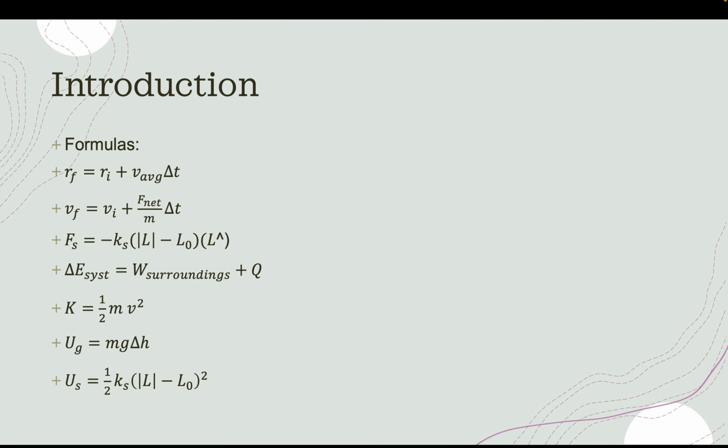Alright, so here are the formulas that we are going to use throughout the lab. First is the position update formula, then the velocity update formula, and then the spring force and the change in energy in the system, and the kinetic energy, the gravitational potential energy, and the spring potential energy.